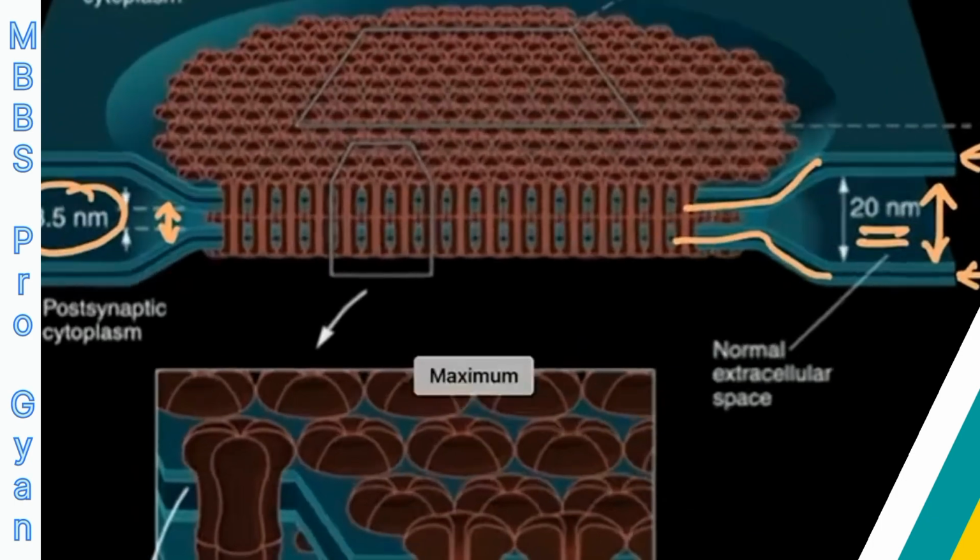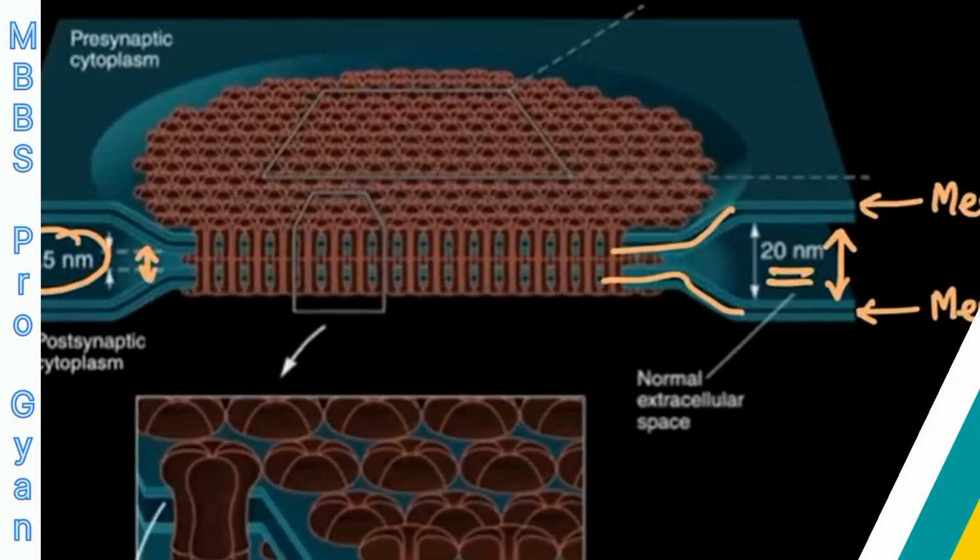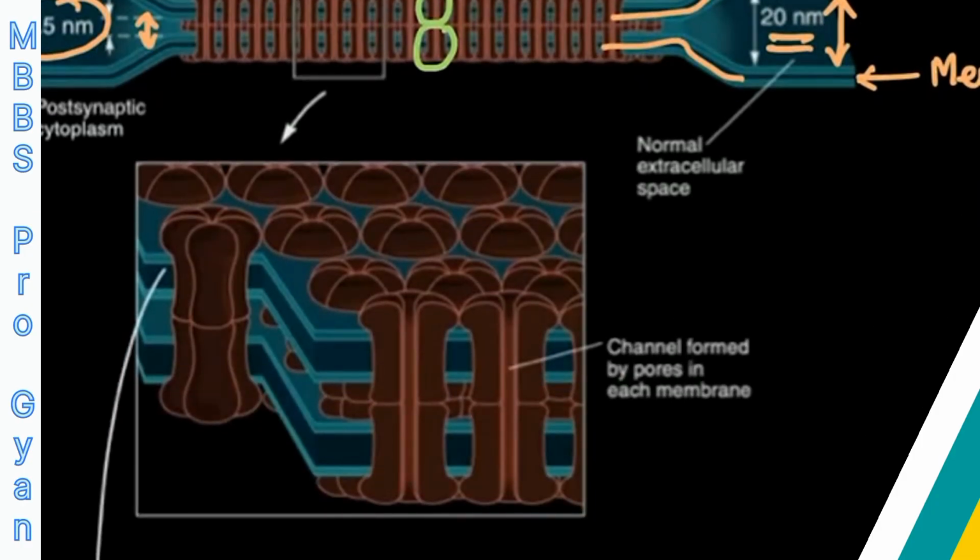Now look at the gap junction. You will find that the gap junction is formed by two parts. This is one part on one cell membrane, and this is another part on another cell membrane. If I magnify this, you can see one part on one cell membrane and another part on the other cell membrane. When these two parts are connected with one another, that is a full gap junction.